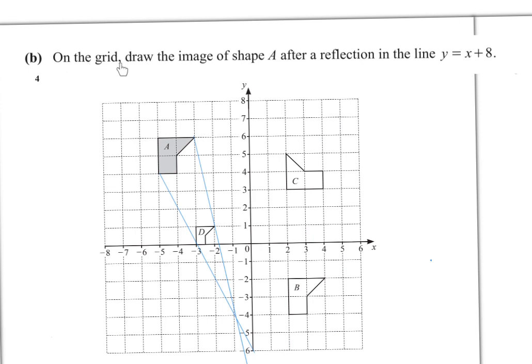Now B, on the grid, draw the image of the shape A after reflection in the line y equal x plus 8. We need to draw this line y equal x plus 8, so we need 2 points. Put x equal 0, y equal 8. Put x equal -1. So y equal -1 plus 8, which is 7. So we have 2 points, (0, 8) and (-1, 7). Now we draw this line, then find the image by reflection on this line.